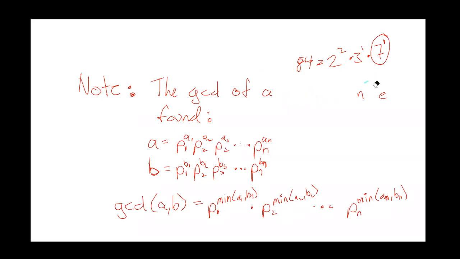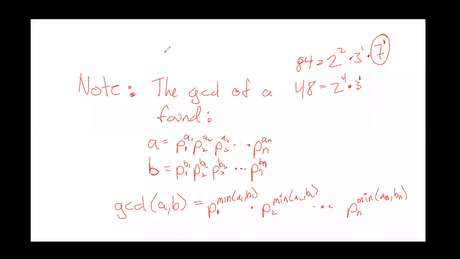Right, again, looking back to our example, that's exactly what we did. We had 84, we had 48, and this was equal to 2 to the 4 times 3 to the 1.